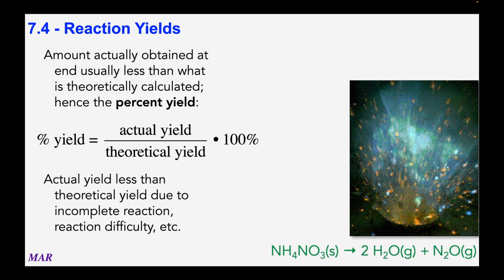There's one or two exceptions when it can be higher, but that's never good. Anyway, actual yield is usually less, due to things like not reacting all the way, which happens. Maybe it's a difficult reaction. Maybe, again, you let some out accidentally or spilled some. I mean, these are all legitimate things. Chemists are human, just like everybody else, and all these things can happen.